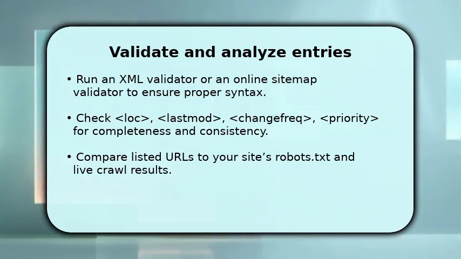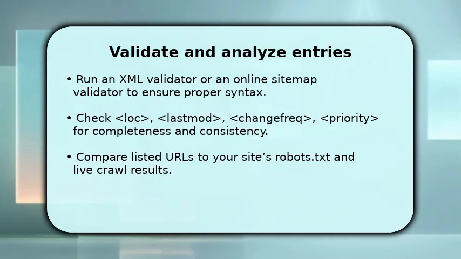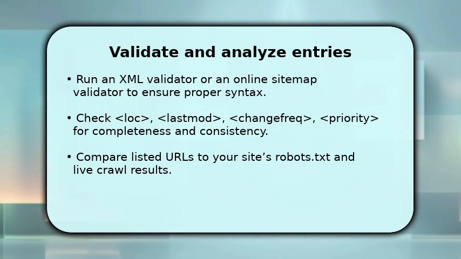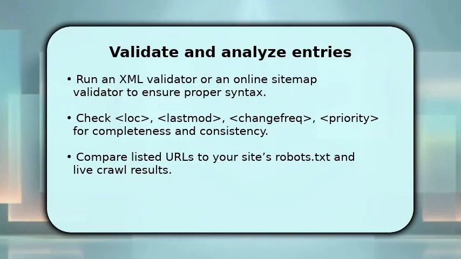Export the URL list and compare it to your current crawl. Identify missing pages, duplicates, or non-canonical entries. Make sure the sitemap matches robots.txt rules and excludes disallowed paths. Once these discrepancies are noted, prepare targeted fixes and revalidate.